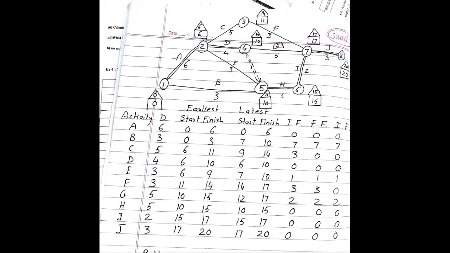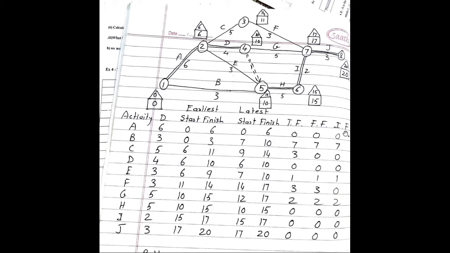For I, we can calculate. I is this activity. 17 minus 15 becomes 2. 2 minus 2 is 0. For J, 20 minus 15 is 5. 20 minus 17 is 3. 3 minus 3 is 0. So free float for activity J is 0.